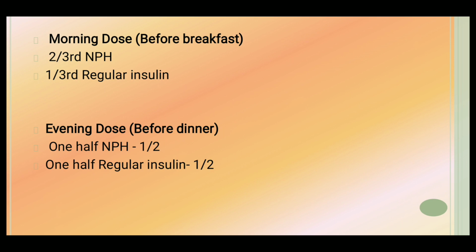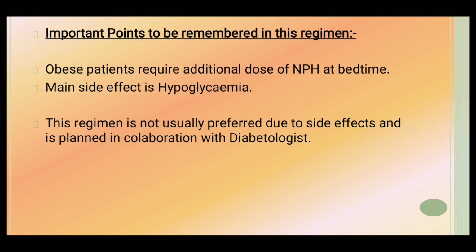So the morning dose before breakfast will be two thirds of the total dose which we have calculated, and of that, 2/3 is NPH and 1/3 is regular insulin. In the evening we give half NPH and half Humulin R. But there are certain important things to be remembered in this regimen. Obese patients require additional doses of NPH at night time, and the main side effect is hypoglycemia. This regimen is not usually preferred due to side effects, and it is planned in collaboration with the diabetologist.